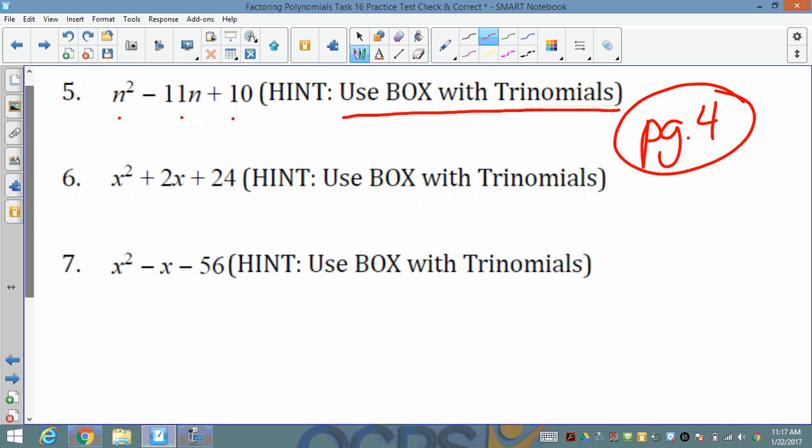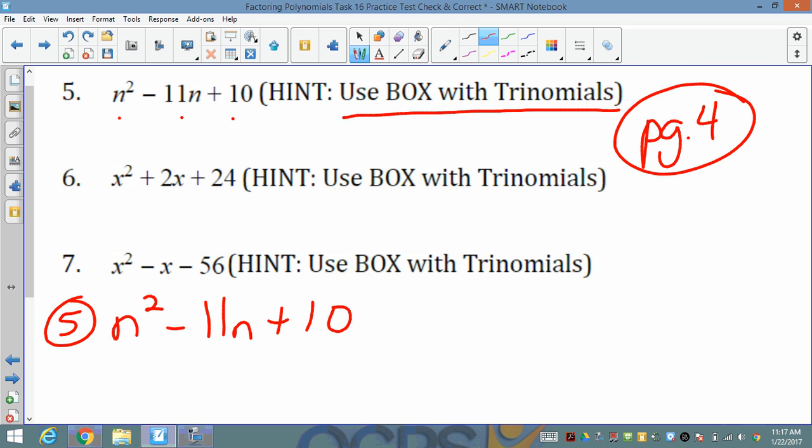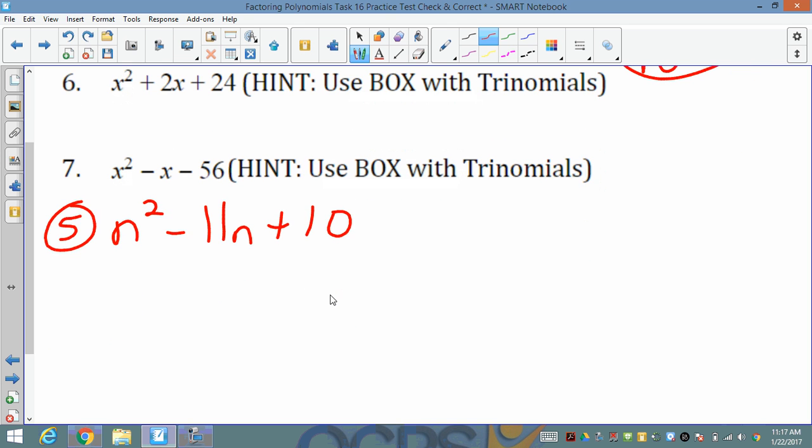Okay, so here we go. I'm going to work probably not all of these. I don't know. We'll see how long the video gets. So again, we're going to use the box method here. So I'm going to draw the box.